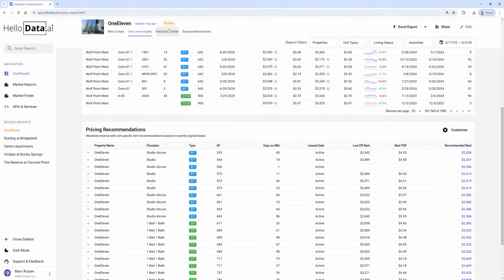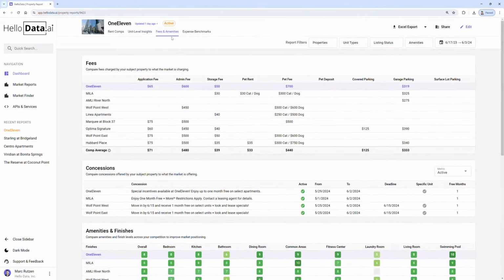Now from here, we have the fees and amenities tab. The main value of this tab is the fees up top. This gives you a sense of where your competitors are pricing their application, admin, storage, etc. A lot of times I go into demos and I see the subject property is actually underpricing relative to the market. So this gives you a quick sense of where you could set fees based on what others are doing in the market.